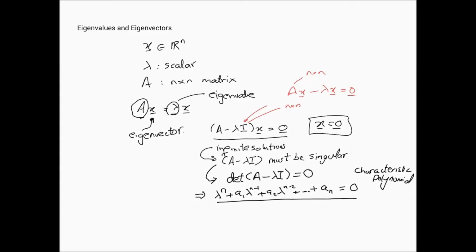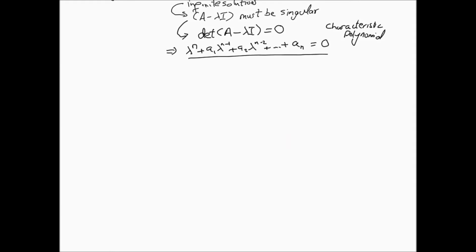So let's move on then to an example. Let's start easy with a 2 by 2 example. So here's a matrix A. Let's look at this matrix.